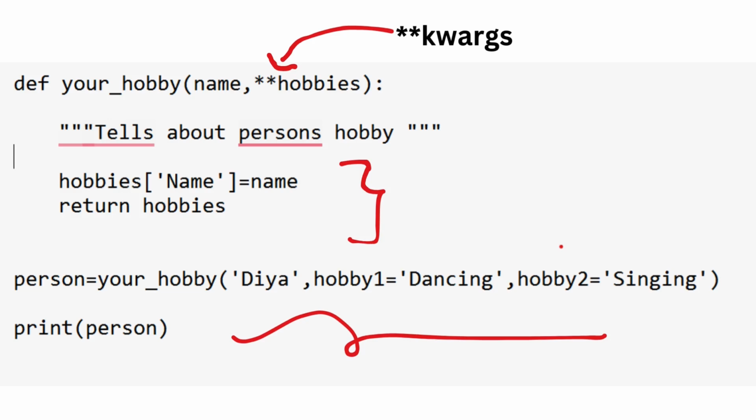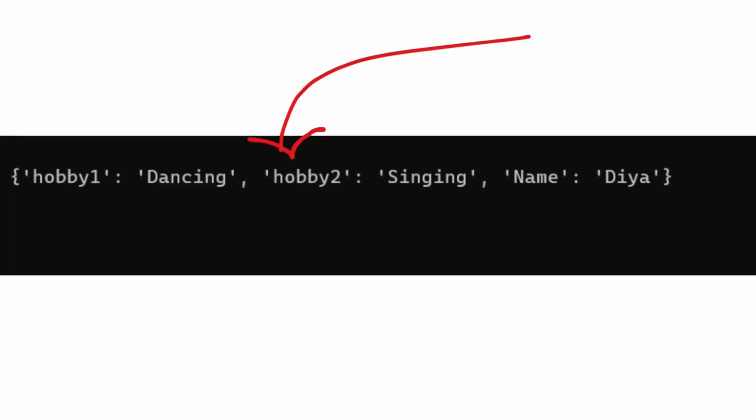We are going to print that person's details. The double asterisk before the parameter hobbies makes Python create an empty dictionary and pack as many key-value pairs as given. So the function works with any number of key-value pairs given in the function calls. You will see the parameter named double asterisk kwargs, which is used to collect the non-specific keyword arguments. See, this is the output you get. It has already become a dictionary: hobby 1 dancing, hobby 2 singing, name Dia.